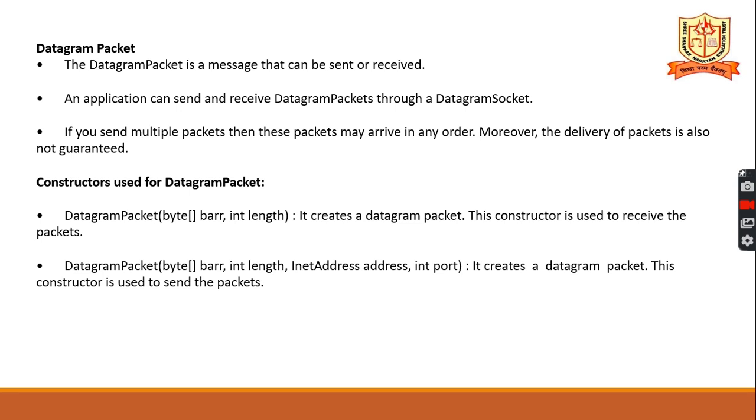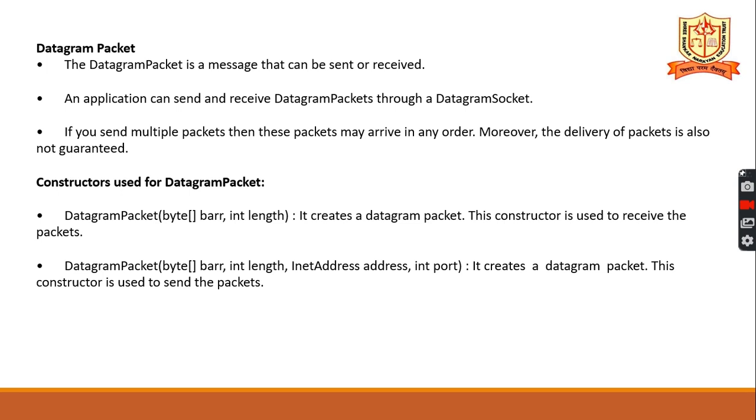If you send multiple packets, then these packets may arrive in any order. Moreover, the delivery of the packets is also not guaranteed. Datagram packet is what? It is unreliable. There is no guarantee whether the packets have reached the destination or not. So TCP is a reliable protocol, and datagram packet, UDP and IP are unreliable protocols.